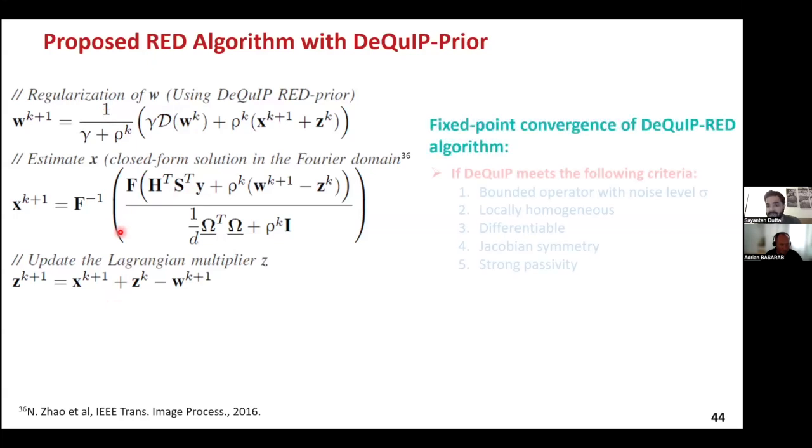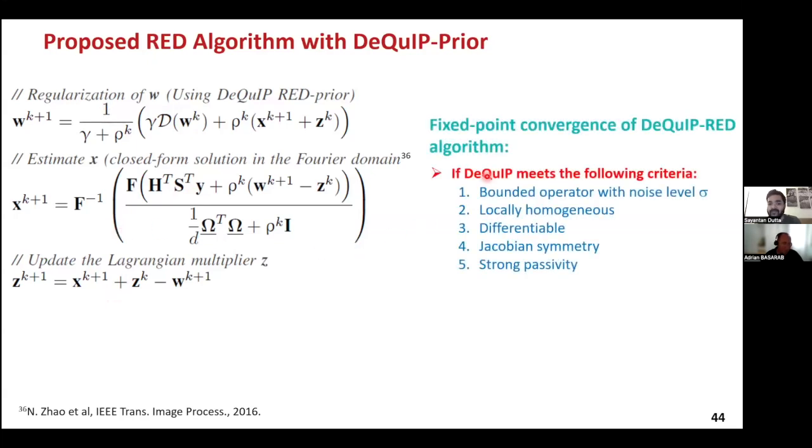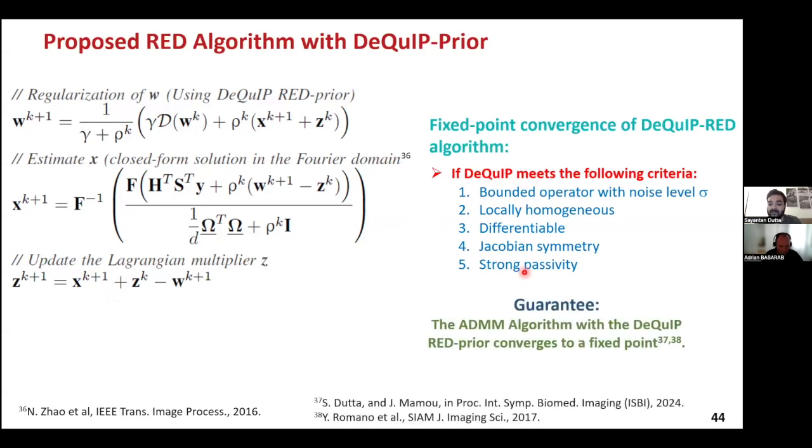And we also study the fixed point convergence, and we observe that if Dequip satisfies all these five conditions, I'm not going into detail about that, then our ADMM algorithm will converge to a fixed point. And our work is already accepted for ISBI, so I'm going to present in the next two weeks. And another extended version is submitted, it's under review, so hopefully we'll receive the response very soon. Now this is our proposed algorithm.